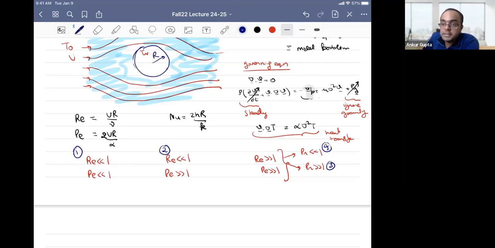Sometimes students might think, can I have Reynolds number large and Peclet number small? That is very, very unlikely, because of the physical properties. That's the only limit we don't discuss: when Reynolds number is large but Peclet number is small. That is very unlikely to happen because momentum diffusivity is much larger than the thermal diffusivity. So that limit is not really that crucial, and we will not discuss it.